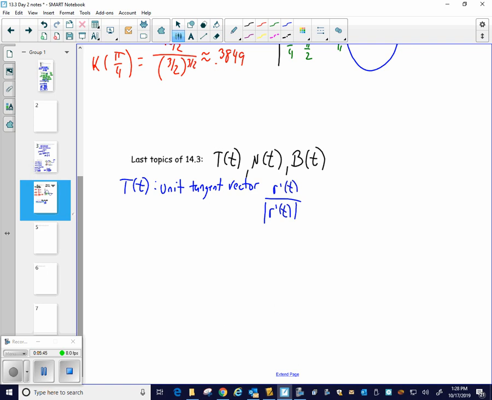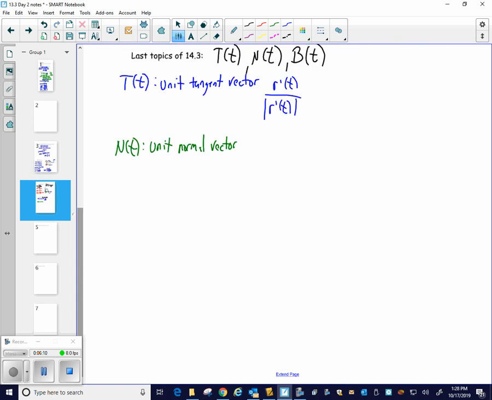Okay, the unit normal vector. I keep saying tangent vector. It's just the unit normal vector. The unit normal vector is defined, I'm going to extend my page here real quick, to be the derivative of the unit tangent vector divided by the magnitude of the derivative of the unit tangent vector.